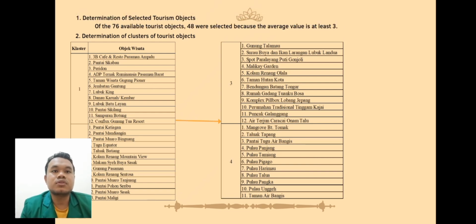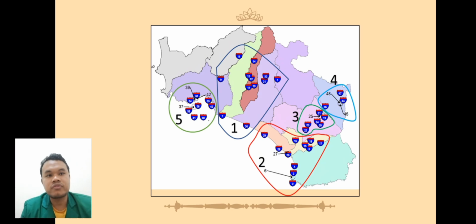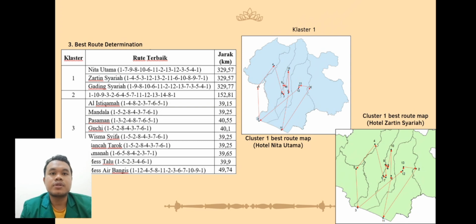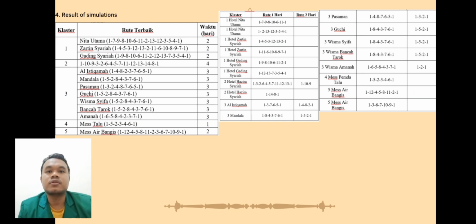First, determination of selected tourism objects. Of the 76 available tourist objects, 48 were selected because the average value is at least 3. Second, determination of clusters of tourist objects. We can get 5 clusters. We can see it in the map. And the third, best route determination. We can get the best route determination for each cluster, and we can see it in the map, and the last, the results of simulations.